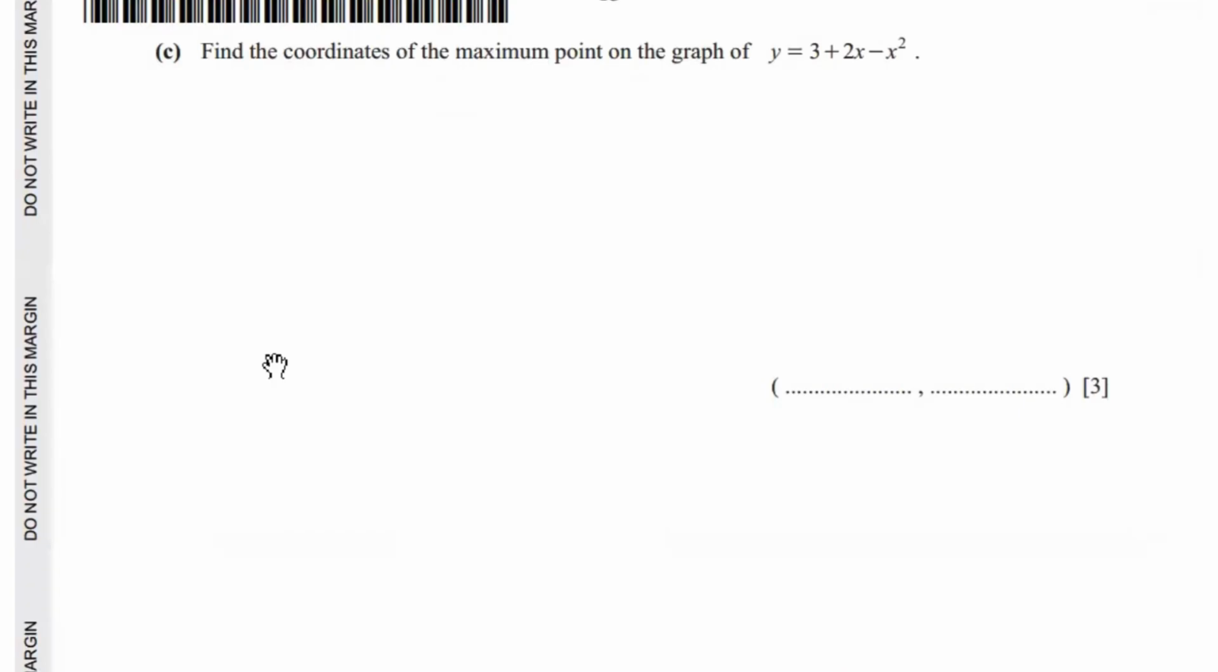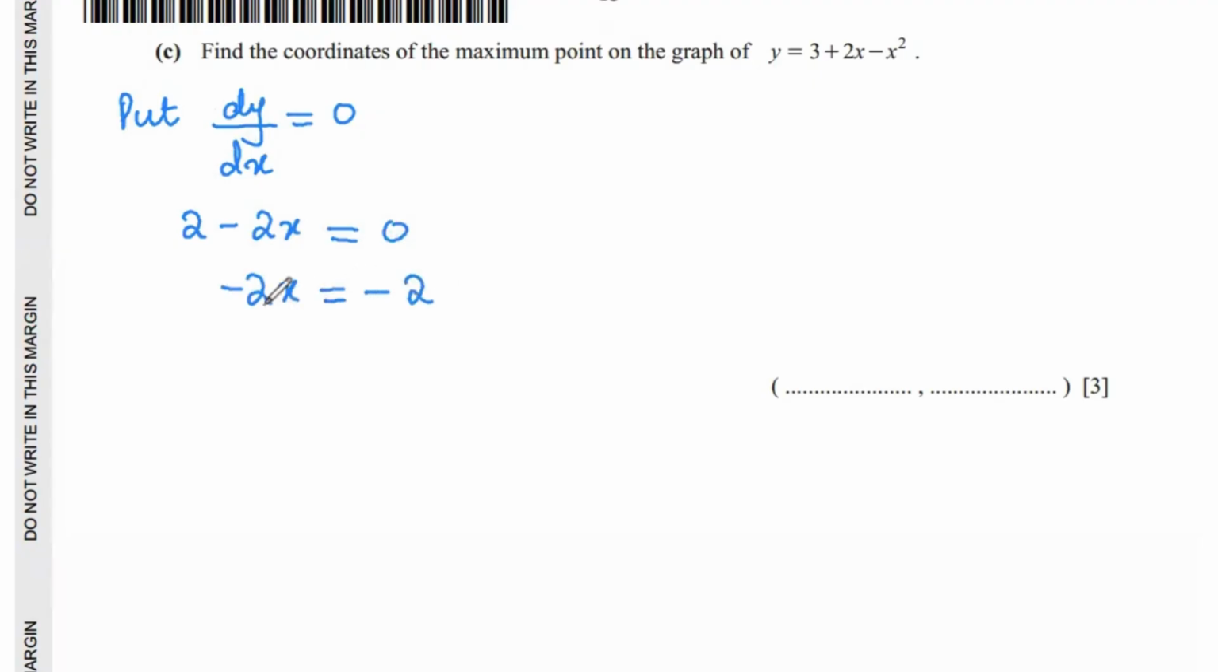Then part C says find the coordinates of the maximum point on the graph of y equals 3 plus 2x minus x squared. So to find the coordinates of the maximum point, we put dy by dx equal to 0. dy by dx was 2 minus 2x. So negative 2x equals negative 2. x equals 1.